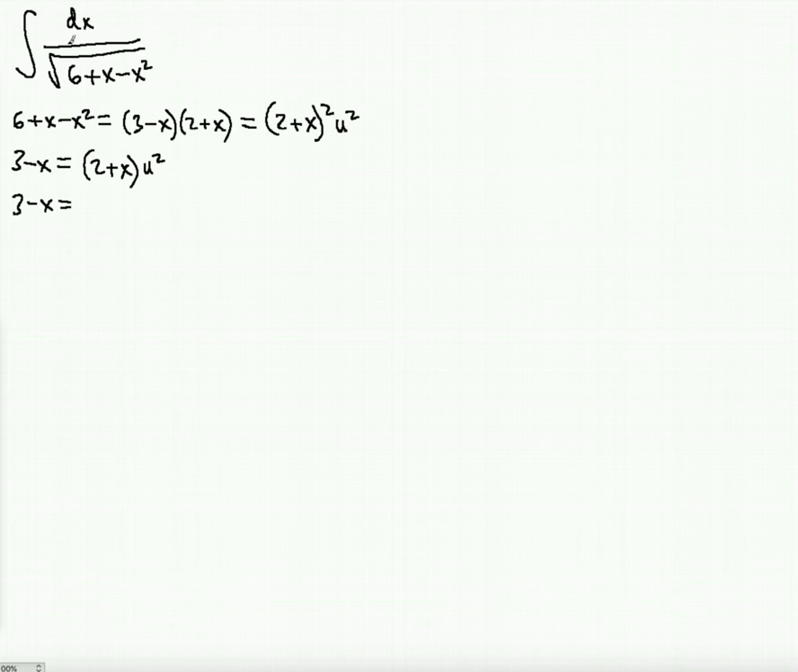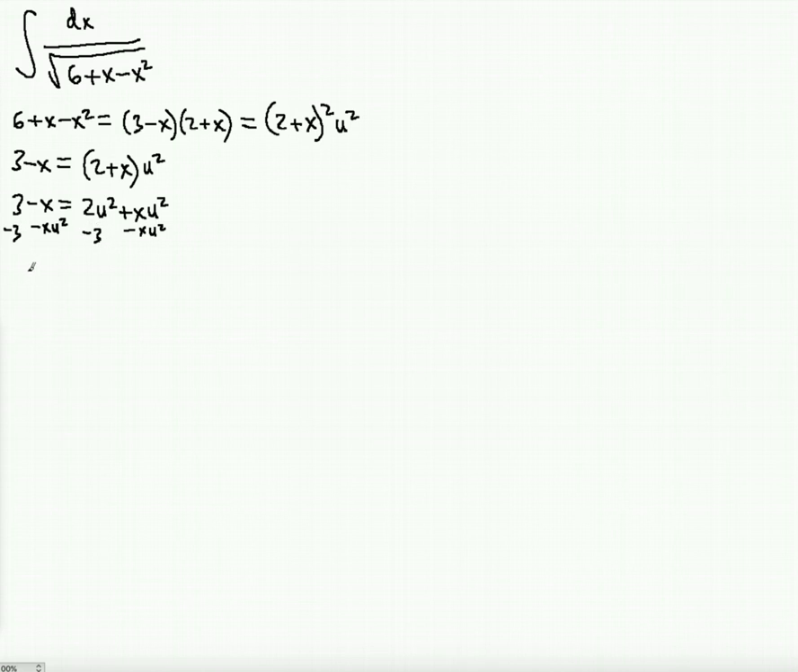And why do we do that? Because we need to find the dx after that, because we want to transform this integral in terms of the second variable u, to make it easier to solve. So 3 minus x is equal to 2u squared plus xu squared. As you can see, you can subtract xu squared on both sides, and then subtract 3 on both sides.